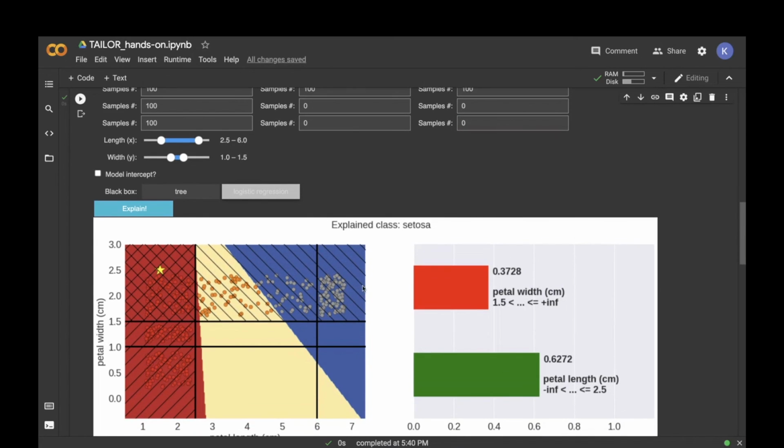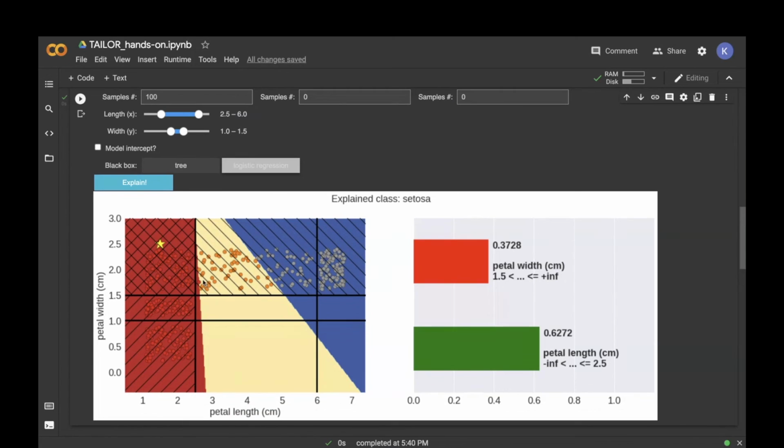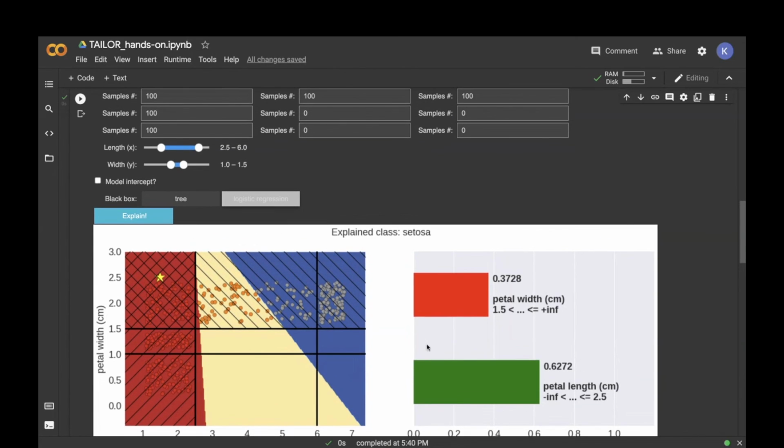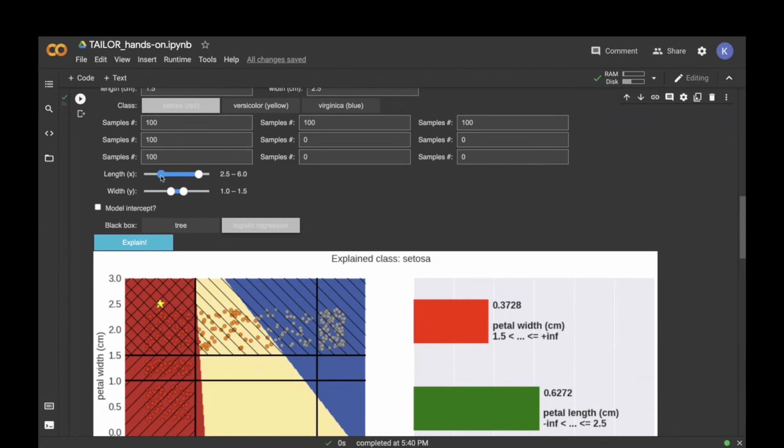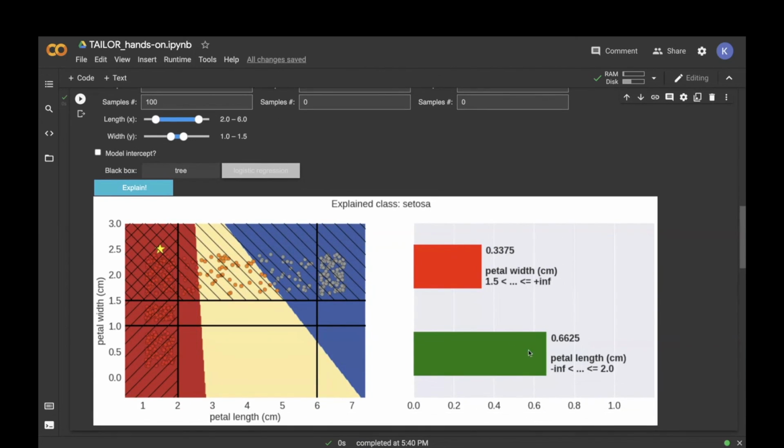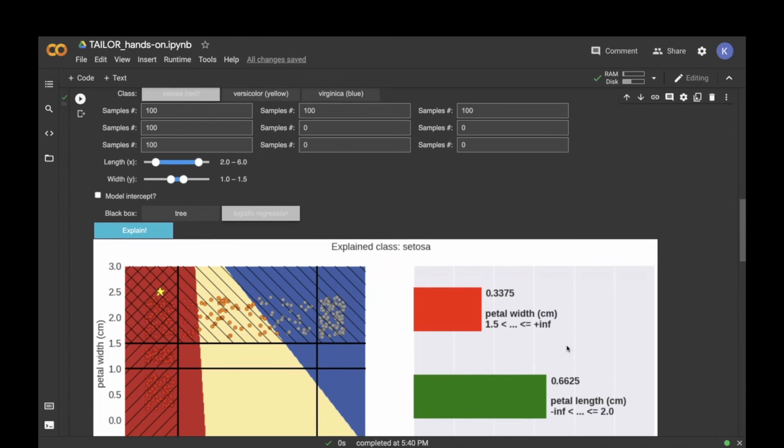And the other one is that moving the first split on the x-axis, you can actually change the magnitude quite a bit. So if I move the first one a bit to the left, you can see that the third petal width has lower negative importance and petal length has higher negative importance.